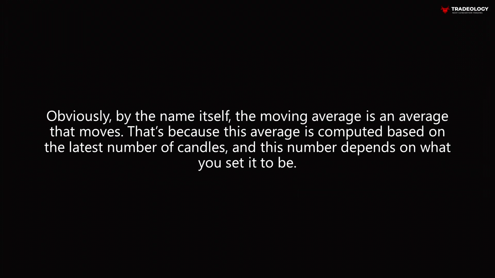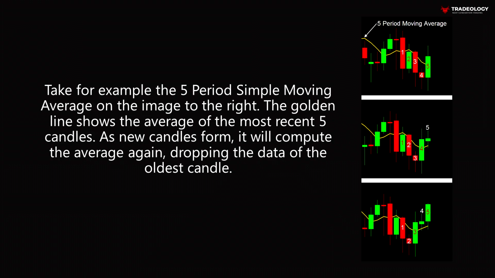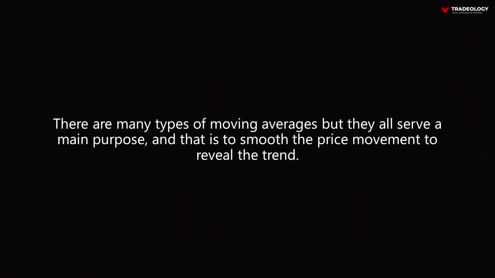Obviously, by the name itself, the moving average is an average that moves. That's because the average is computed based on the latest number of candles, and this number depends on what you set it to be. Take, for example, the 5-period moving average on the image to the right. The golden line shows the average of the most recent 5 candles. As new candles form, it will compute the average again, dropping the data of the oldest candle. There are many types of moving averages, but they all serve a main purpose, and that is to smooth the price movement to reveal the trend.